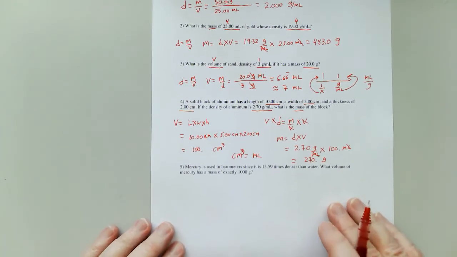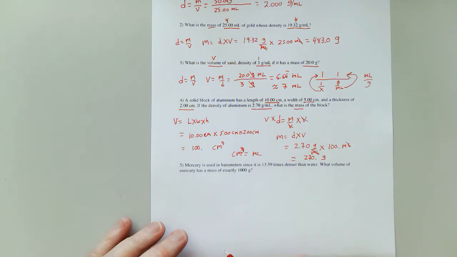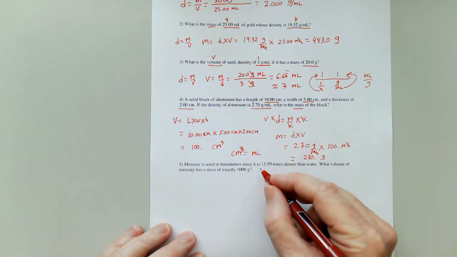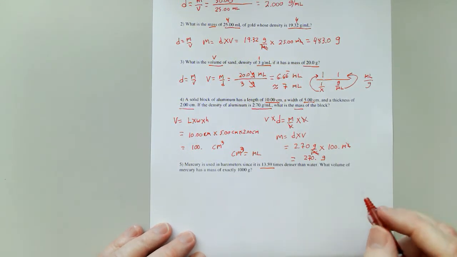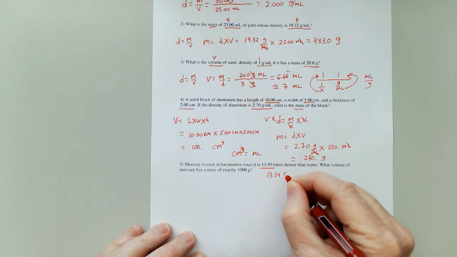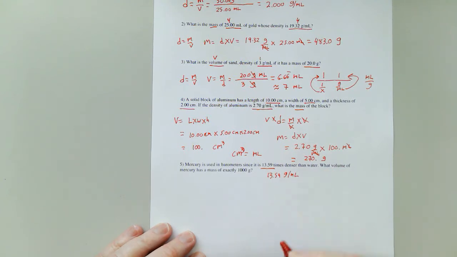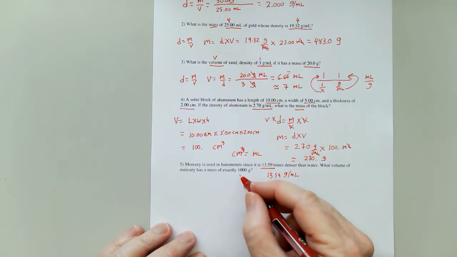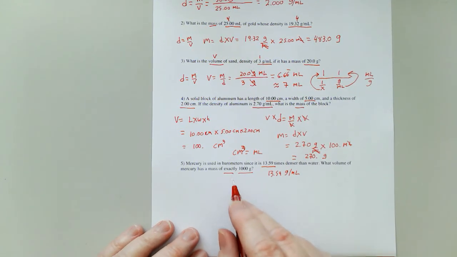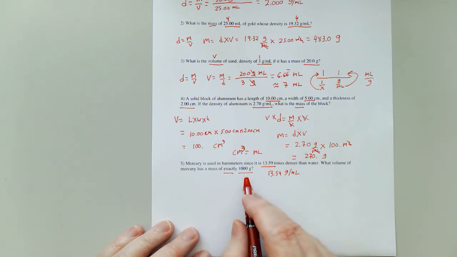All right, cool. Now, mercury is used in a barometer. It is 13.59 times denser than water. That means 13.59 grams per milliliter. What volume of mercury has a mass of exactly 1,000 grams? Since I have the word exactly here, that's telling me this has as many significant figures as I need it to have.